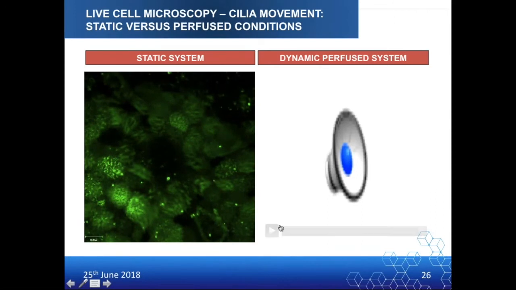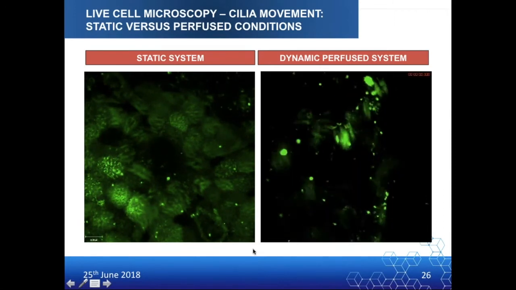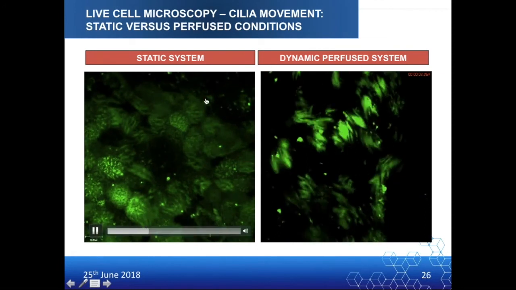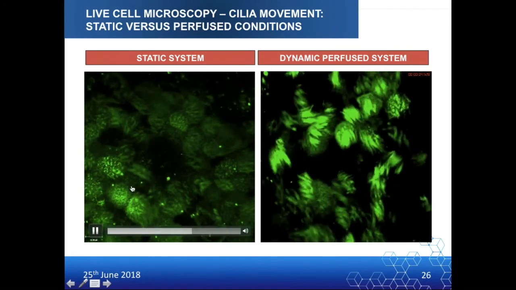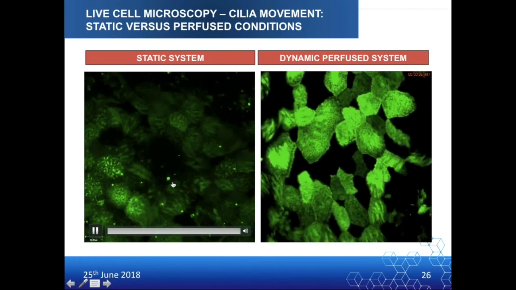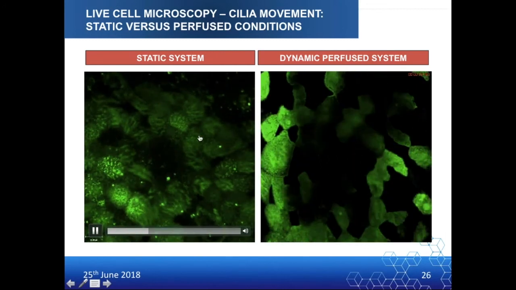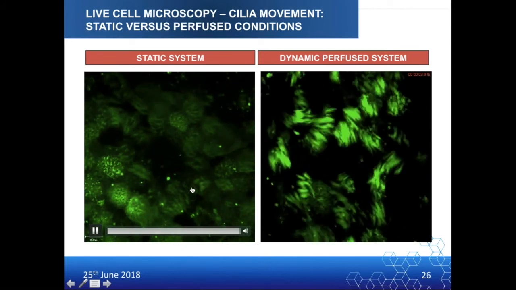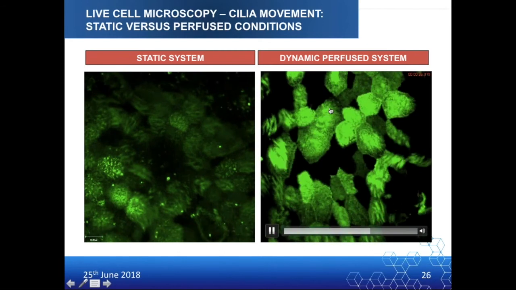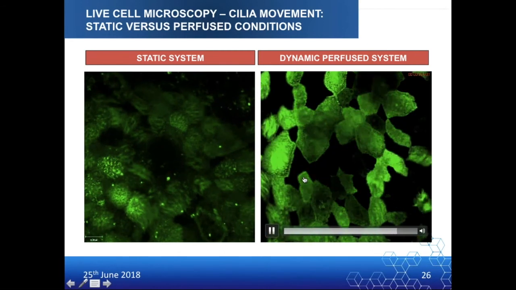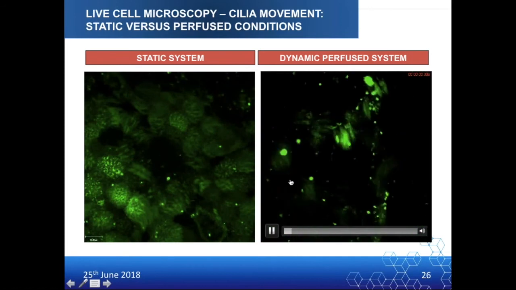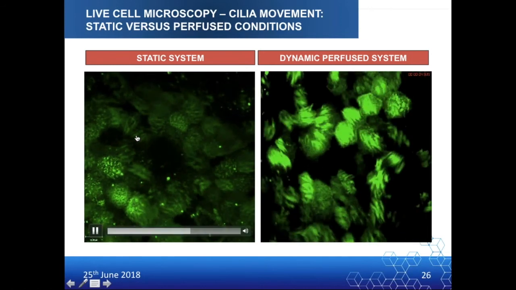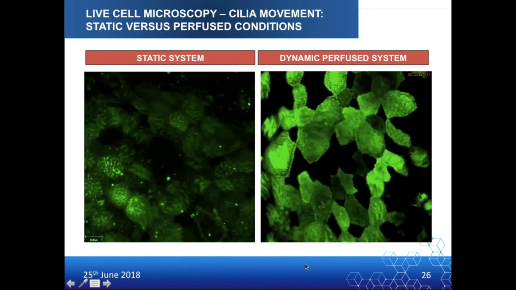Here we did live cell analysis of the cilia under static and perfused conditions, and you can see that, of course, there are cilia here around day 14, but they are very small, and not too many cilia are there. But under perfused conditions, you can see that much more cilia were developed, and they are much longer than those compared under the static conditions.